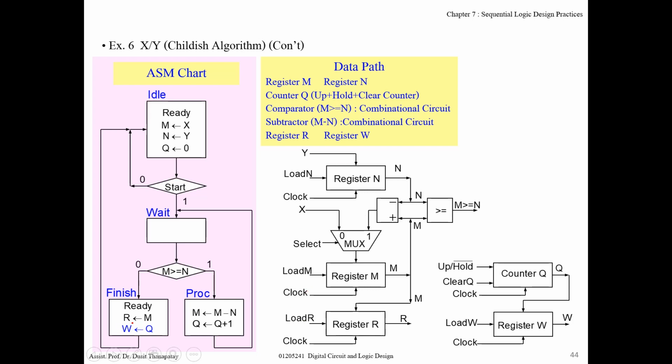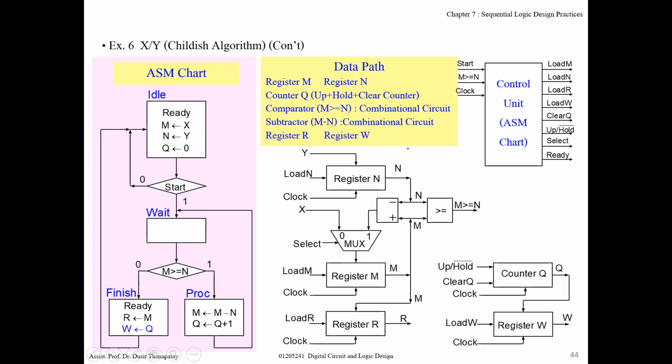And register R and W are similar, right? Register R receives data from M, so the output from register M connects to the input of register R. And W, right, from Q. Q is a counter. That's all. So this is the data path. Now you must assign the circuit to apply control signals to each register, and maybe generate output signals of the state machine, something like ready.